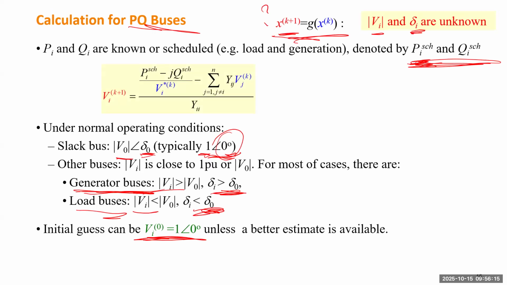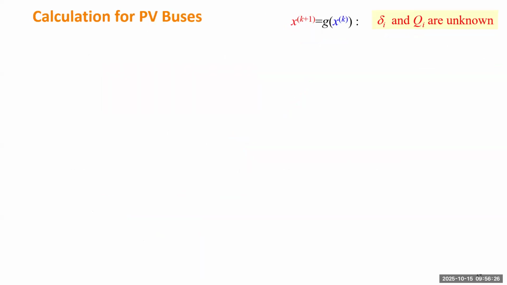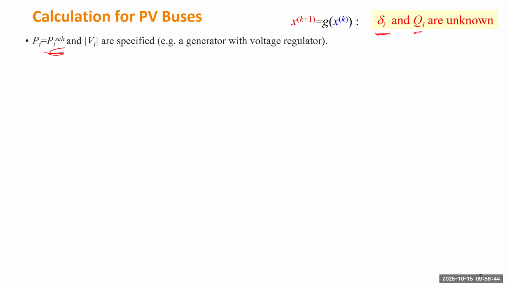This is everything we need to know about the PQ bus, because there's just a single formula. You just iterate using this formula. The second type is a PV bus. For PV buses, we know P and the voltage magnitude. We need to determine the voltage angle and also reactive power. PV buses are generators. As I said, the P will be a schedule based on the generation dispatch, and voltage can be specified based on voltage regulation.